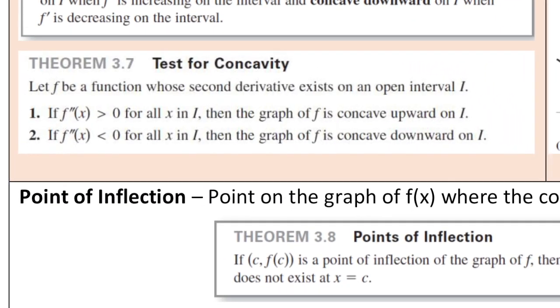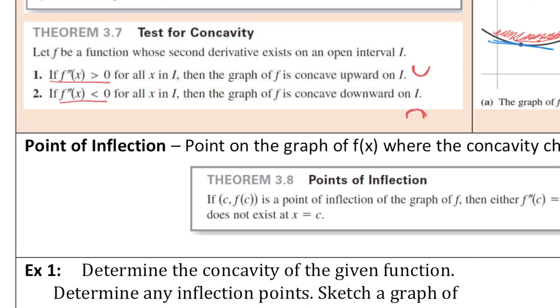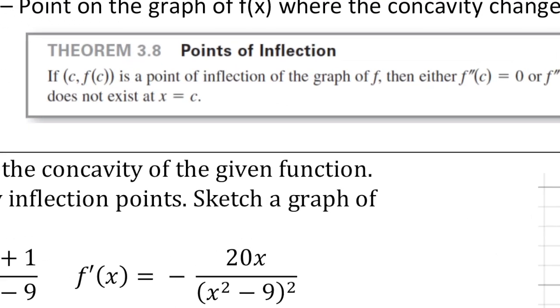So if we're going to test for concavity thinking about derivatives, when your second derivative is positive, your graph is concave up, which means all the tangent lines are below it. If your second derivative is negative, your graph is concave down, and that means that all your tangent lines are going to be above it. Now the place where concavity changes, those are called your inflection points.